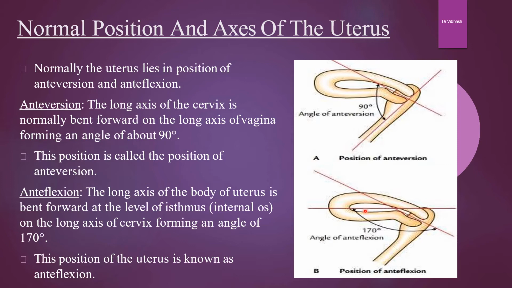Then normally there is an angle present between the long axis of body of uterus and long axis of cervix, and that is called the angle of anteflexion. And this position of uterus is called the position of anteflexion. This bend is called anteflexion, and this bend is called anteversion. So normally we say uterus is anteverted and anteflexed.